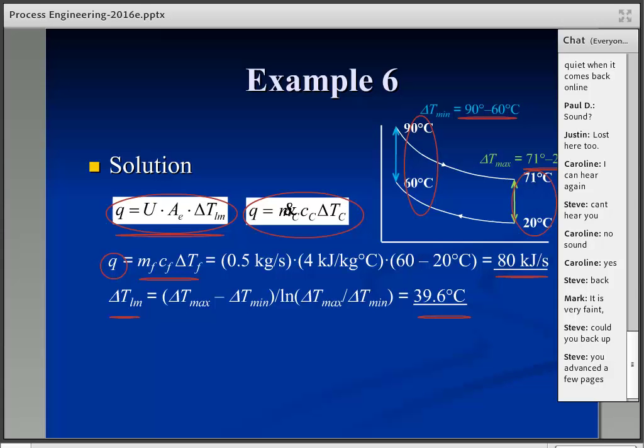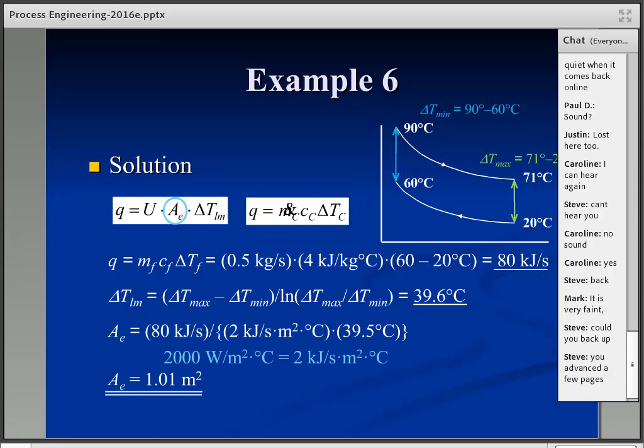Plug that number in, and remember there's a little unit issue in here because we've got watts and we've got kilojoules per second. So kilowatts, in other words. We've got to make sure we get the 1,000 factor in there. So I put in 2 kilojoules per second to match the units, where we had 2,000 watts specified. And as long as you get the units right, you'll see the effective area is about 1 square meter in this case.